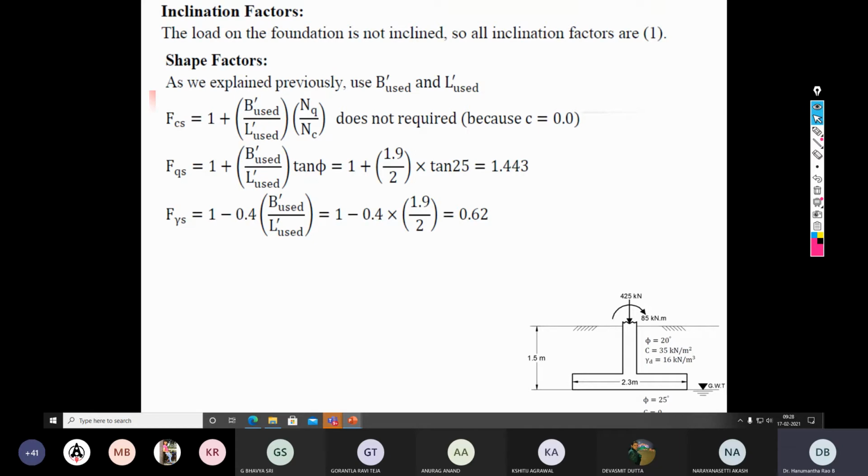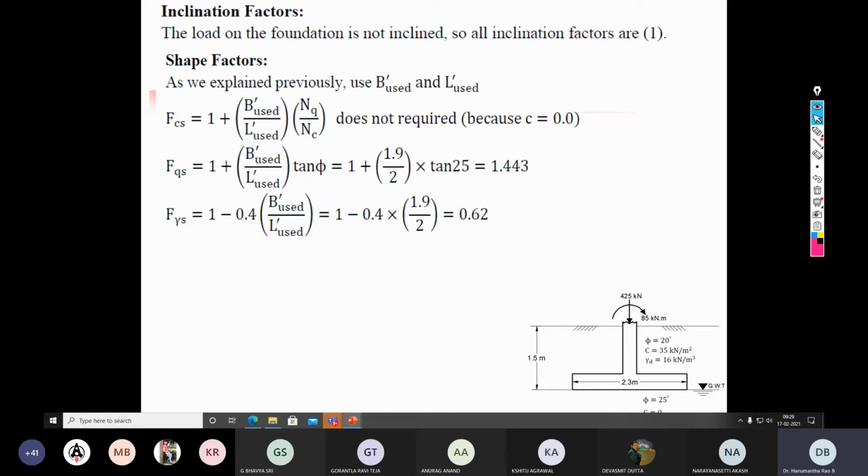Here I have taken another sum. Please make a small note. In all previous equations, when we were calculating the shape factors, we have taken 1 plus 0.2 into B by L into tan square 45 plus phi by 2. In a couple of the books, the same equations were written in another form, that is 1 plus B dash by L dash into Nq by Nc. You can use any of these two equations. There is no problem as such.